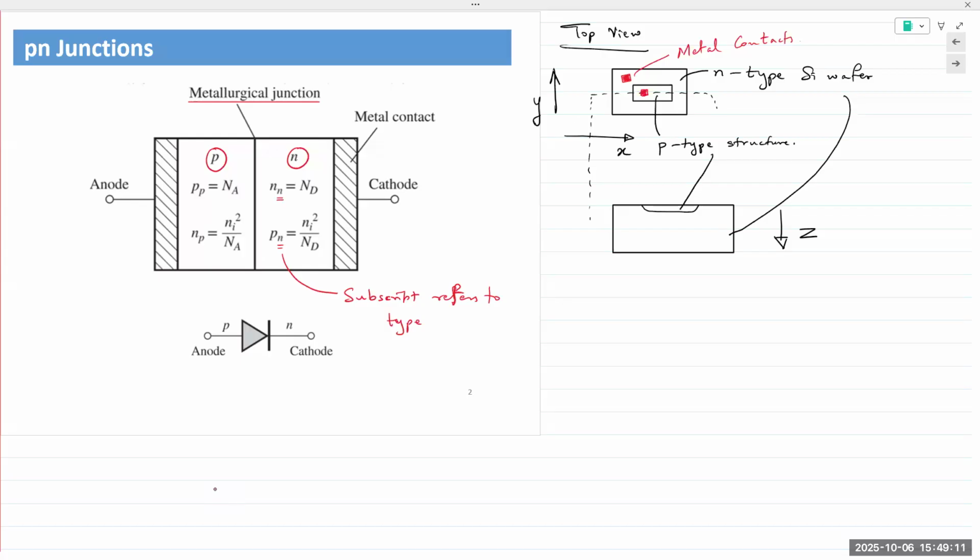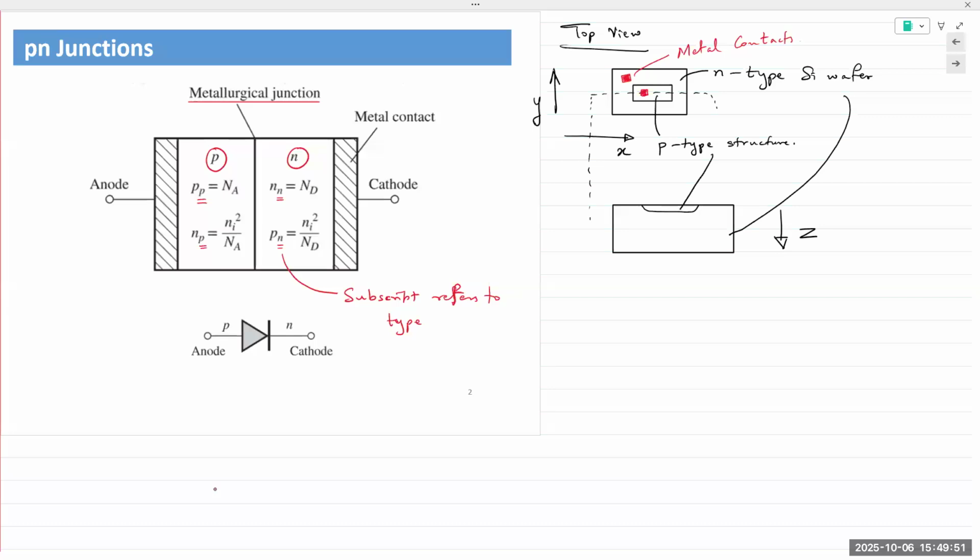Okay, same thing on the p side. You have n_p and p_p. They both refer to the number of electrons and number of holes in the p-type semiconductor. Obviously, in the p-type material, you have an excess of holes. So you have acceptor atoms. And on the n side, you have an excess of electrons. So you have donor atoms.